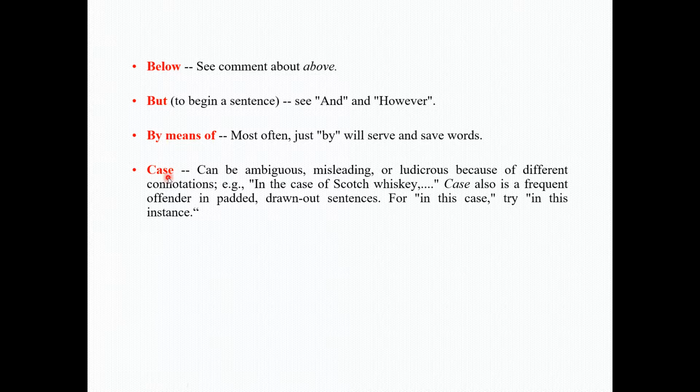Case can be ambiguous, misleading, ludicrous, because of different connotations. For example, in the case of Scottish whiskey. Case also is a frequent founder of padded, drawn-out sentences. For "in this case", try "in this instance".